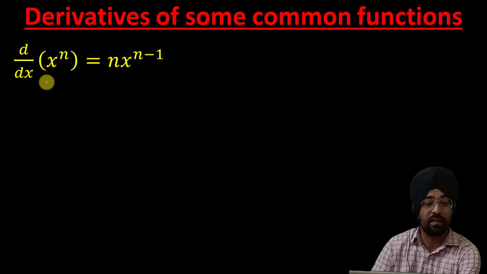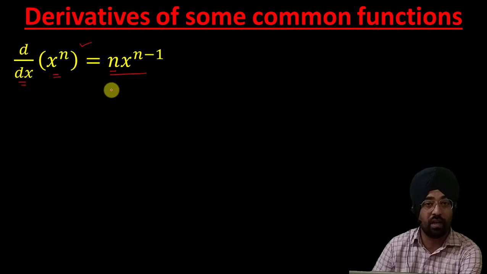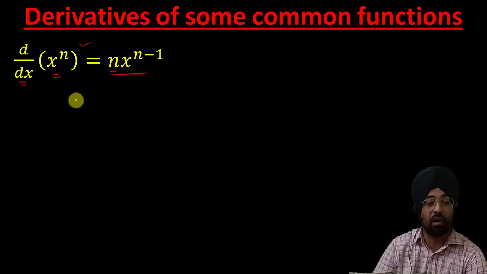The first formula is the derivative, d by dx. The derivative of x raised to the power n is nx to the power n minus 1. This is the formula. So the derivative of x raised to the power n is equal to n coming before, and x to the power n minus 1. Let us now try to use this formula and solve a problem.